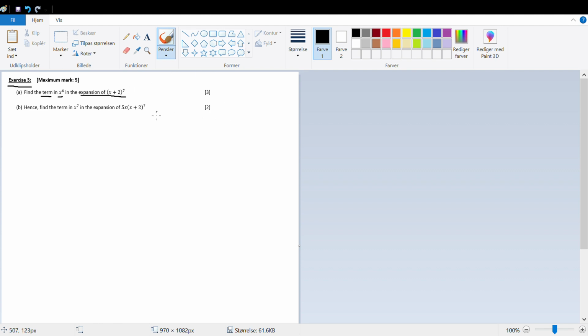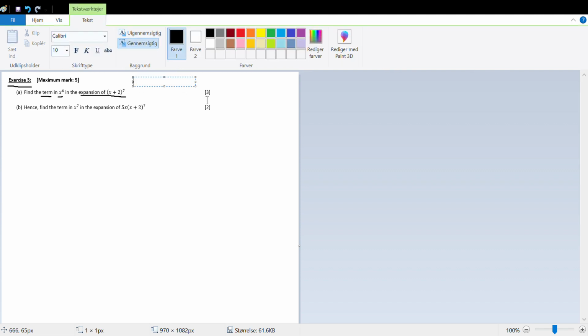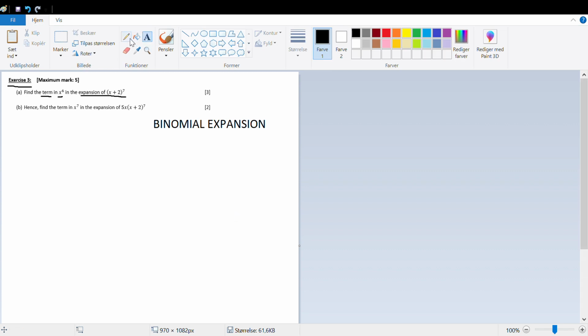Okay, before we go on with anything else, let's first talk about what's at stake here. This is very clearly a case of binomial expansion. I'm going to increase the font size a little bit, in case you can't read it as it is there. But this is very clearly some binomial expansion that we have to do. So we have to remember how binomial expansion works.